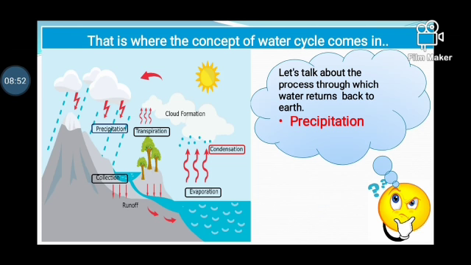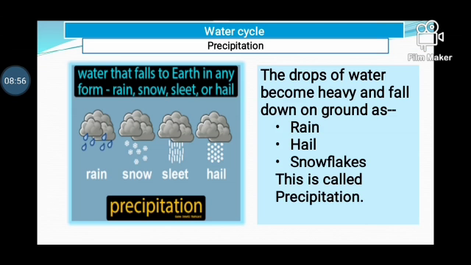Precipitation. Let's talk about the process through which water returns to earth. Water that falls on earth in any form: rain, snow, sleet, or hail. The drops of water become very heavy and fall down on the ground as rain, hail, or snowflakes. This is called precipitation.